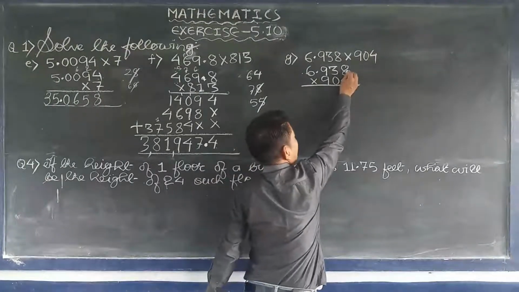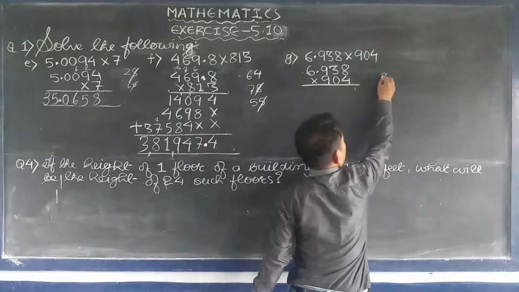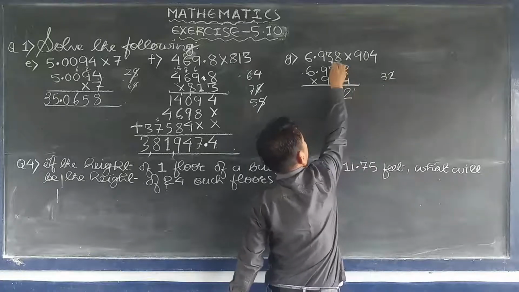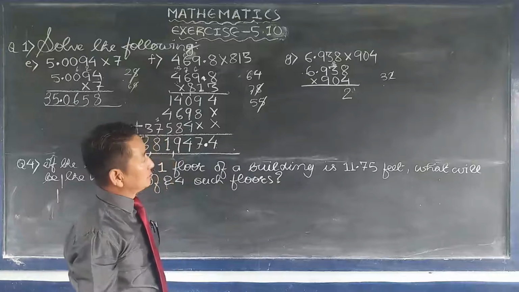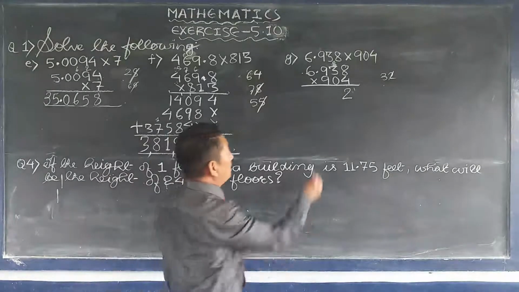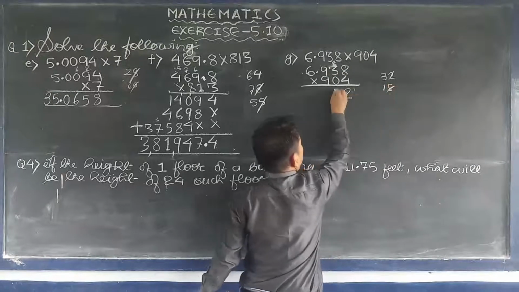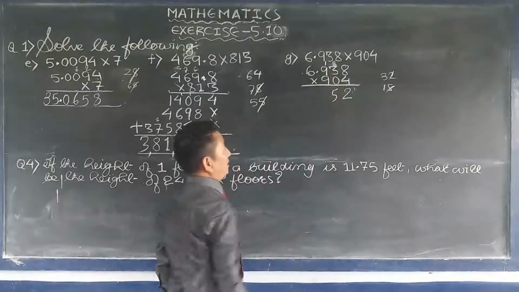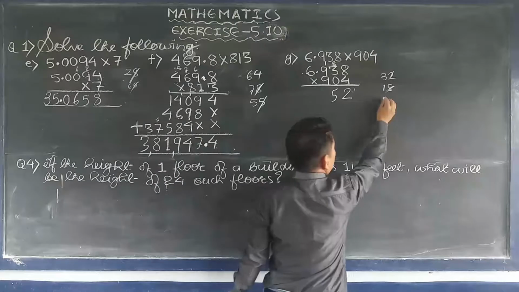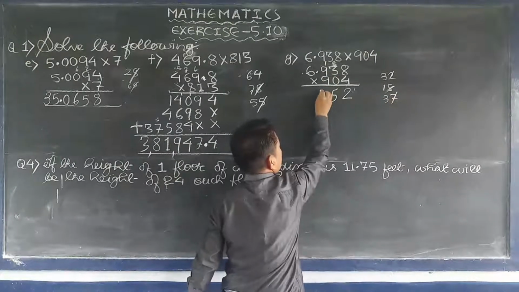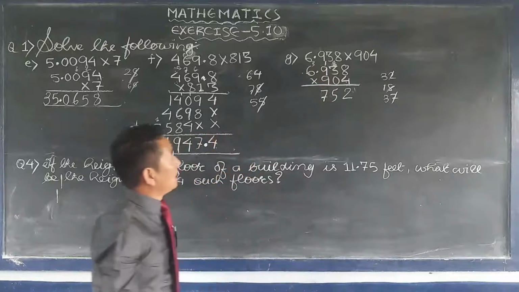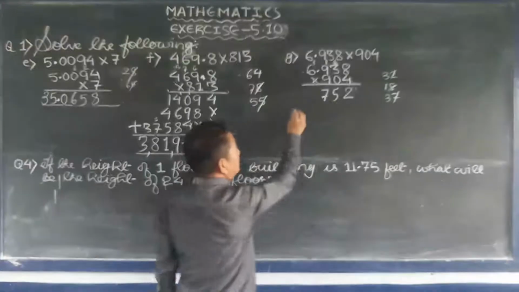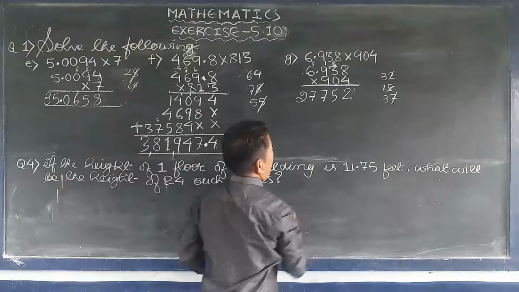Here first 4 8s are 32. We'll write 2 here, 3 carry on here. Now 4 3s are 12. 12 plus 3, 15. 5 will write here, carry on 1. 4 9s are 36. 36 plus 1, 37. We'll write 7 here straight. Then 3 carry on here. 4 6s are 24. 24 plus 3 is 27. We'll write 27 here.